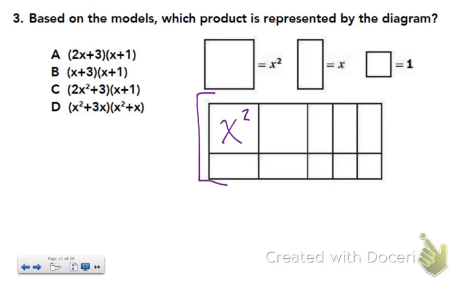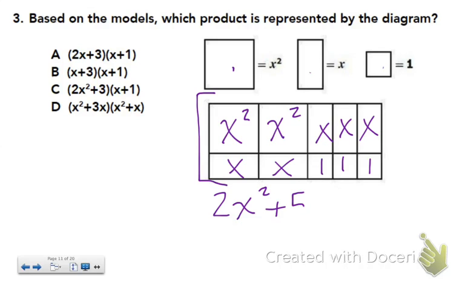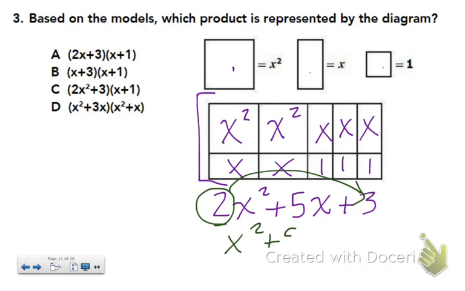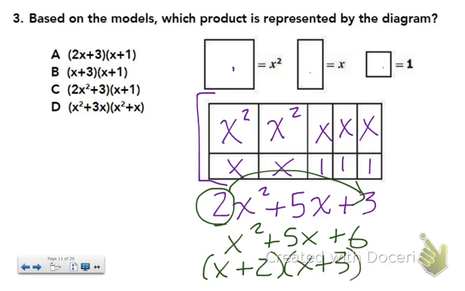This one is an x squared, this one's an x squared, that's an x, that's an x, that's an x, x, and 3 1s. So I know that based on my key up here. So I have 2x squared plus 5x plus 3. And so I think it's actually easier just to work backwards. So I'm going to slide and divide in order to factor. X squared plus 5x plus 6. So that becomes x plus 2, x plus 3.